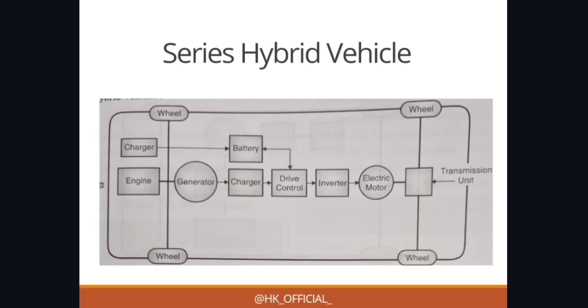If an individual question is asked and it is about 7 to 8 marks, then drawing this layout becomes necessary. This is the simple layout of a series hybrid vehicle, in which you can see a car layout with 4 wheels, and accordingly you can consider the drive control present in between. Then in front of the drive control you can see charger, generator, engine. Charger is used two times, one for generator and then engine. Then it is given to the battery, which is connected to the drive control. Behind the drive control we have the inverter, which is connected to the electric motor and its transmission unit.